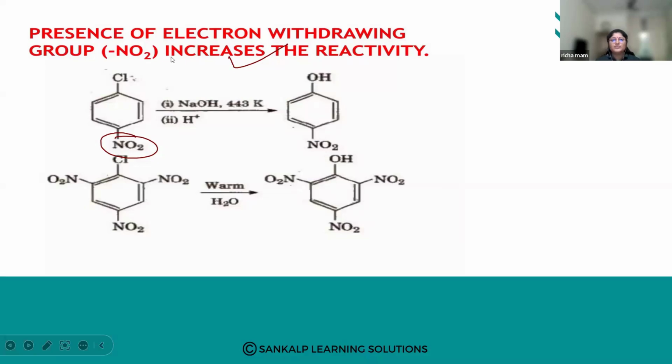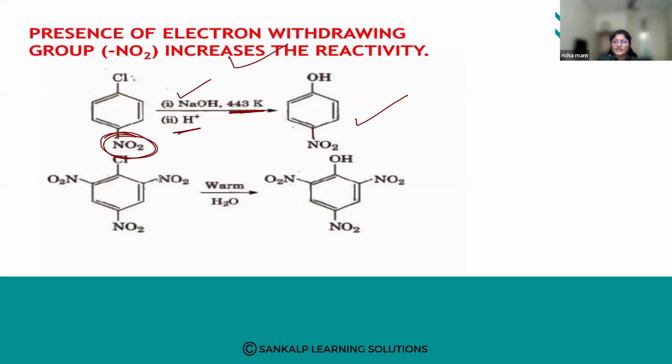The presence of the electron withdrawing group will increase the reactivity. The electron withdrawing group NO2 is there. We reacted with NaOH at 443 Kelvin followed by acid hydrolysis. Whenever you have the electron withdrawing group at ortho and para positions, it will increase the reactivity. So I got an ortho substituted product here, ortho-nitrophenol.